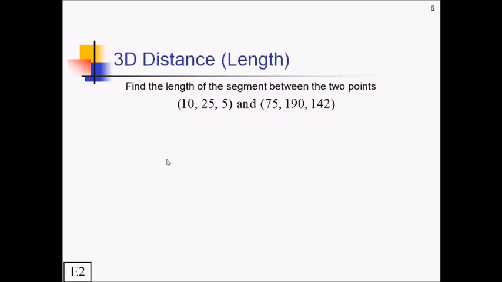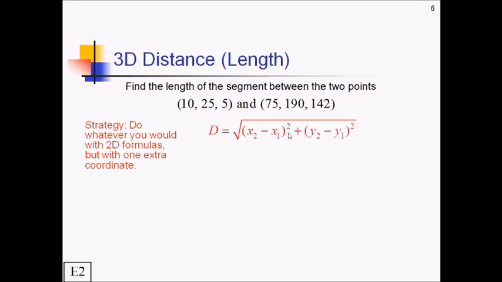So to do this, we're actually just going to do whatever we would do with the two-dimensional formulas, but we're going to add an extra coordinate in there. So the two-dimensional formula for distance, you might remember this one. That's going to be the square root of x2 minus x1 squared plus y2 minus y1 squared. Essentially, it's just the Pythagorean theorem, but you have to find the a and the b before you can square anything in square root stuff.